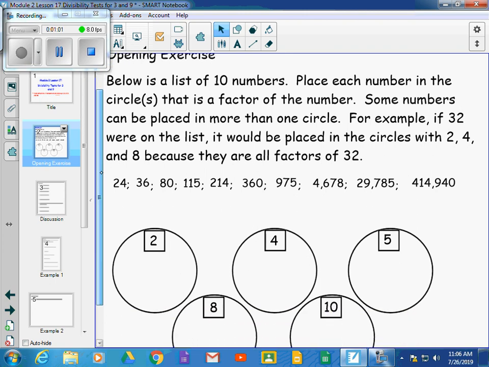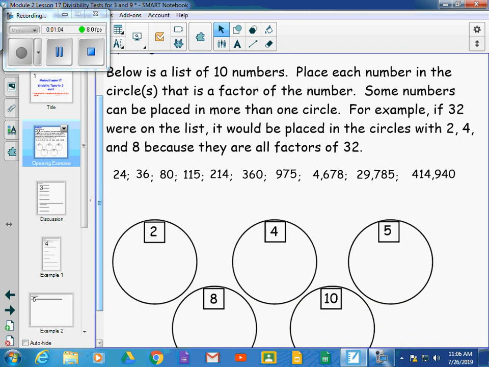Below is a list of 10 numbers. We're going to place each number in the circles that is a factor of a number. Some numbers can be placed in more than one circle. For example, 32 on the list could be placed in the circles with 2, 4, and 8 because they are all factors of 32.